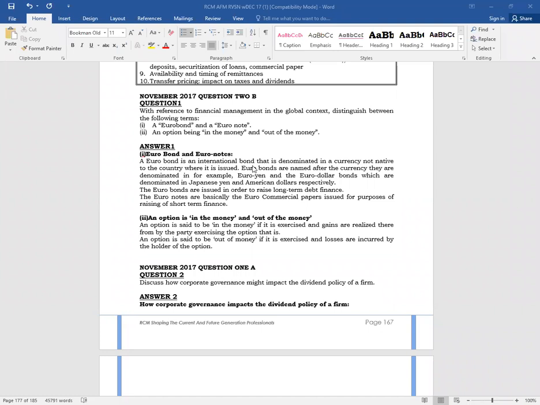And they are long-term in nature. Euronotes have the same definition as Eurobonds, except that Euronotes are short-term loans. Euronotes are short-term notes. Are we together there? You can even take a screenshot of that answer. Is that okay?